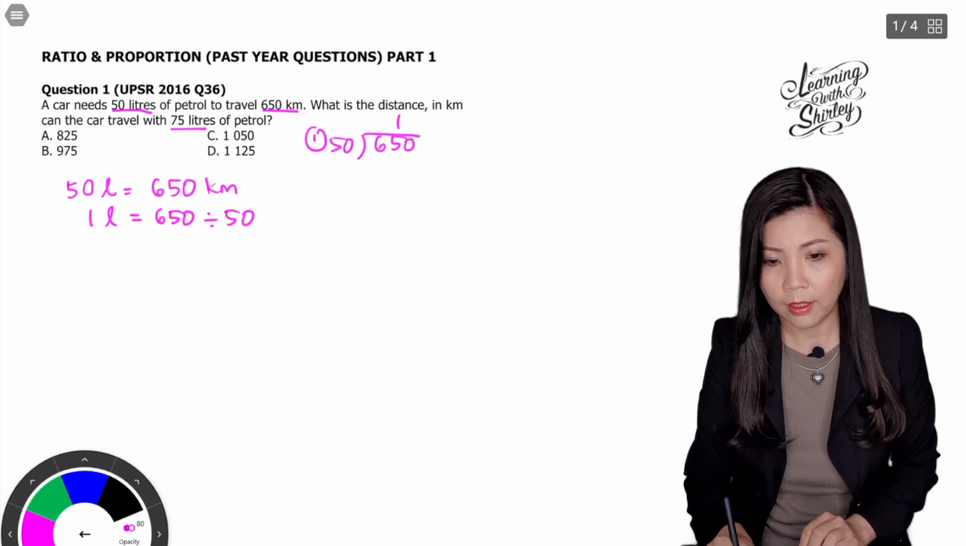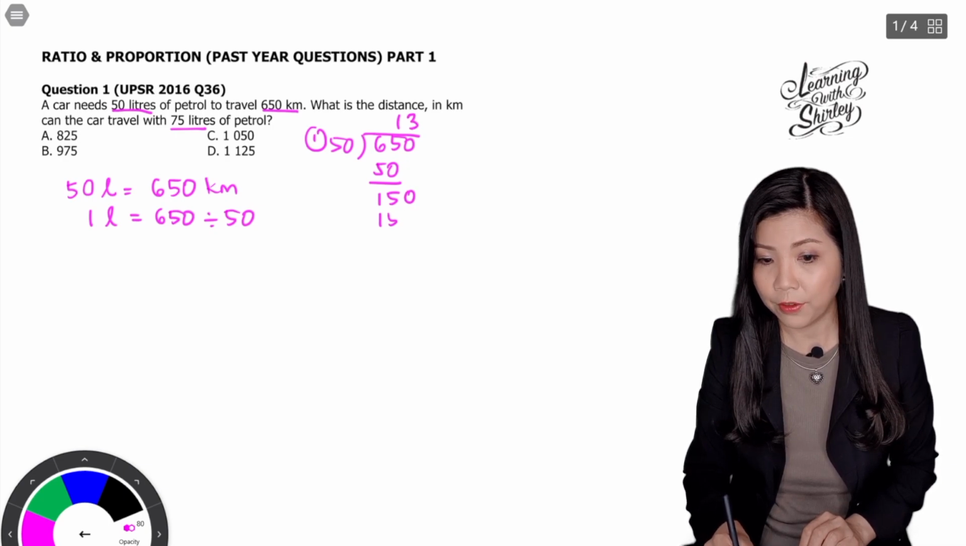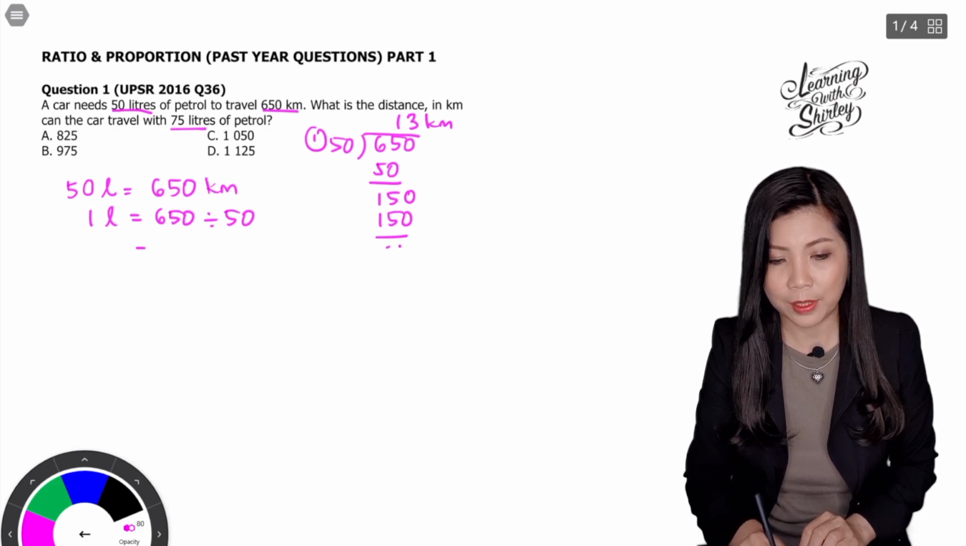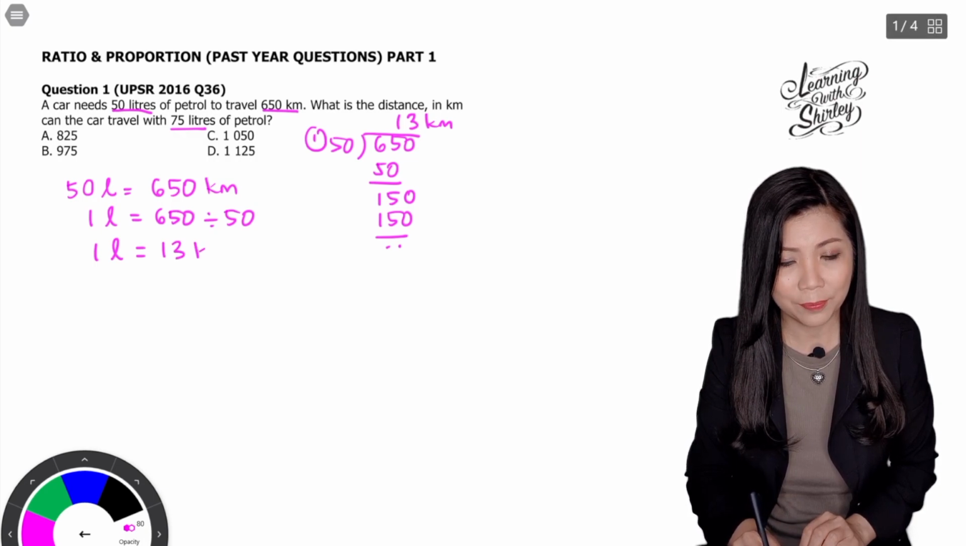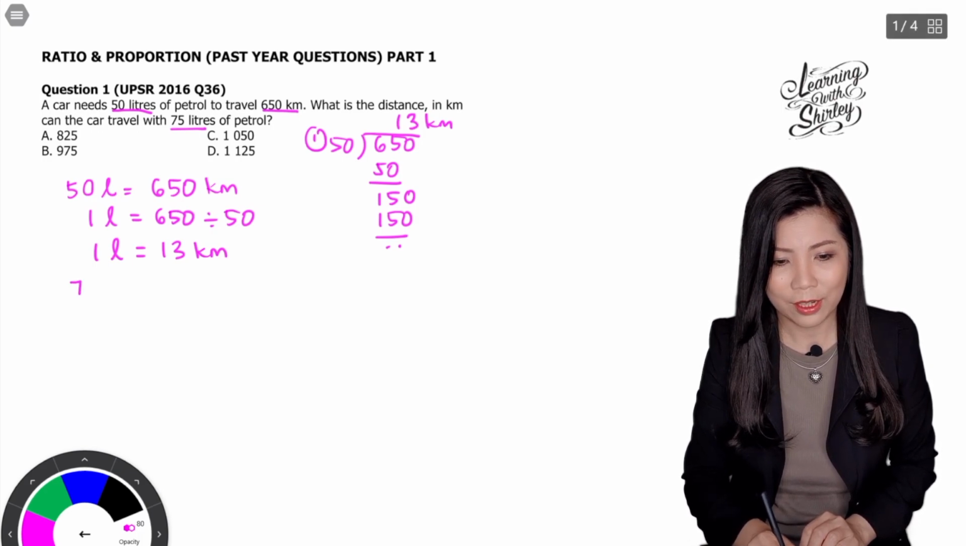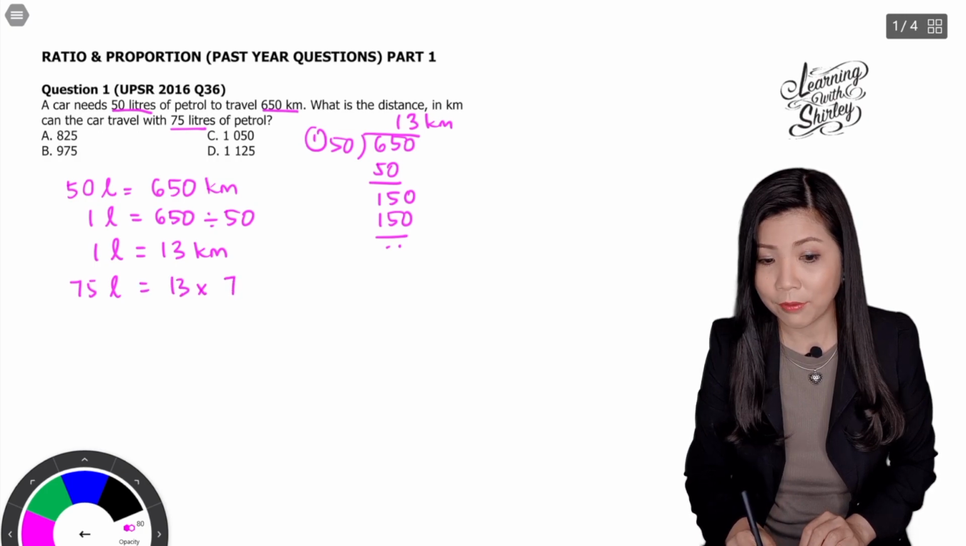So we get 1 times 50 is 50. Then we minus, 65 minus 50 is 15. We bring down the 0. So 3 times 50 is 150. So it's 13 kilometers, which means that you can use 1 liter of petrol to travel 13 kilometers. What about 75 liters of petrol? So 75 liters of petrol will be 13 times 75.